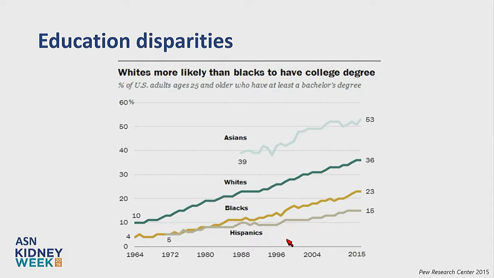Again, thinking about education disparities, this was also from the Pew Research Center, looking at disparities over time, which I tend to look at trends. And you can see that amongst adults over the age of 25, whites consistently have had at least a bachelor's degree more than blacks. So as of 2015, 36% of whites over the age of 25 had at least a college degree, as opposed to 23% of black people.